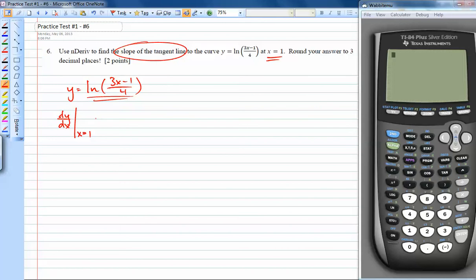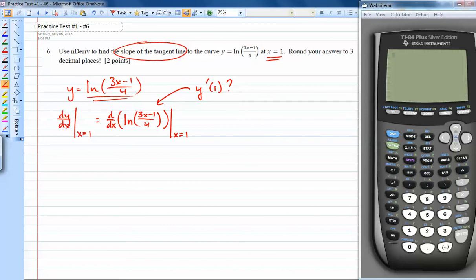Okay, so let's come over here. dy/dx when x is 1. Now on the calculator, what we can type in is d/dx, and instead of putting the y up here, I'm just going to put the y right here, and y is this, ln of (3x minus 1) over 4, like that. And then when x is 1, that's what we want. Now all this is really the same thing as just y prime of 1. That's what we're asking, except we're using the other notation for it.